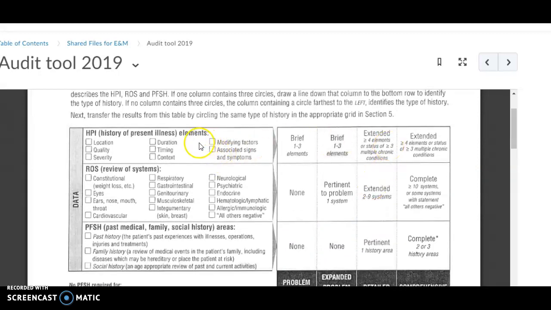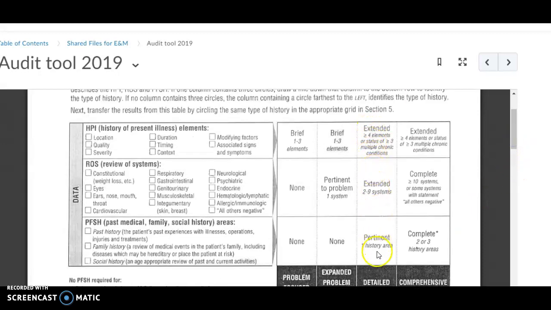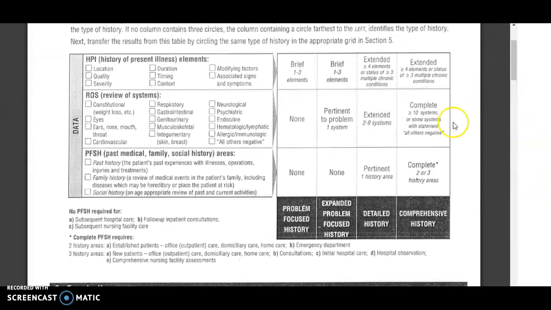One thing to remember, if I have an extended HPI, which I'm going to circle because it's the furthest out, and I have an extended review of systems, which is this one, and then I have a past medical social history pertinent, I can't draw my line here. I have to draw my line right here. So keep that in mind. All right, that would give me a detailed history.